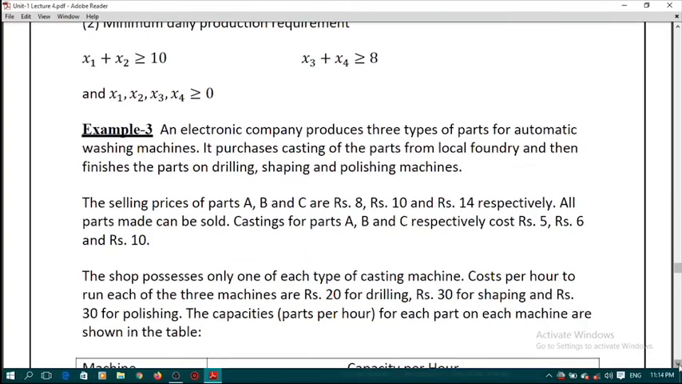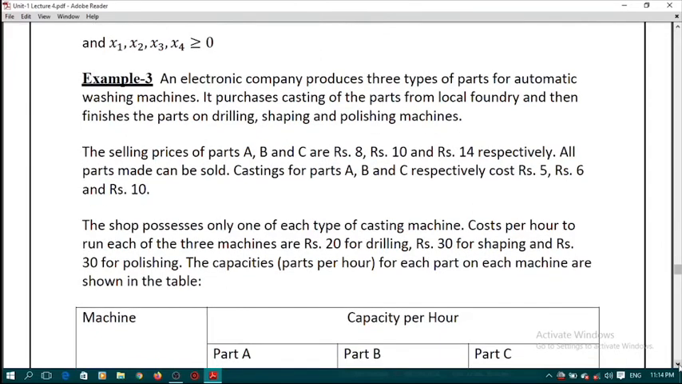Now let's take a look at example number 3. An electronic company produces 3 types of parts for automatic washing machines. It purchases castings of the parts from a local foundry and then finishes the parts on drilling, shaping and polishing machines. The selling prices of parts A, B and C are rupees 8, rupees 10 and rupees 14 respectively. All parts made can be sold. Castings for parts A, B and C cost rupees 5, rupees 6 and rupees 10 respectively.